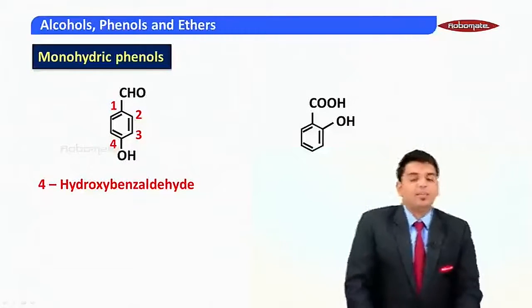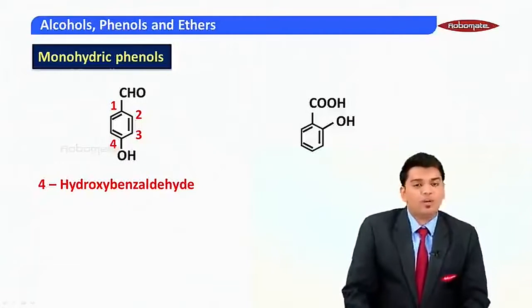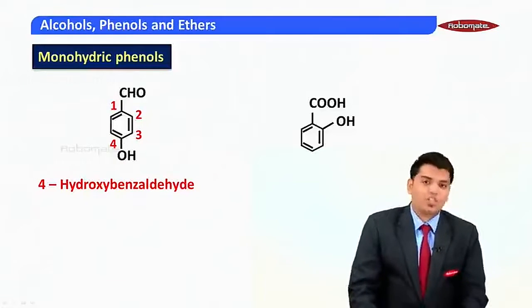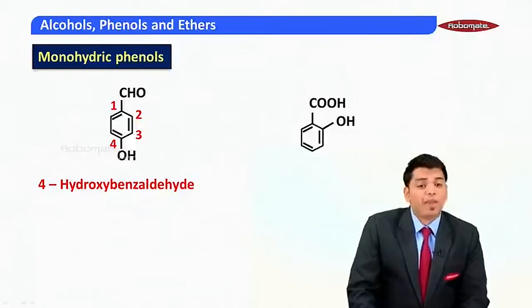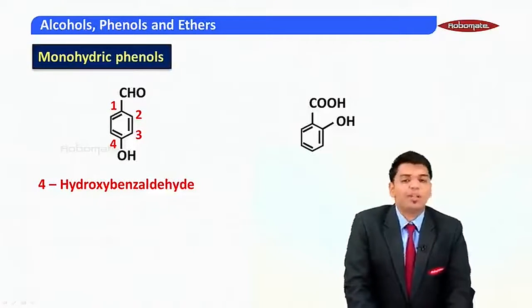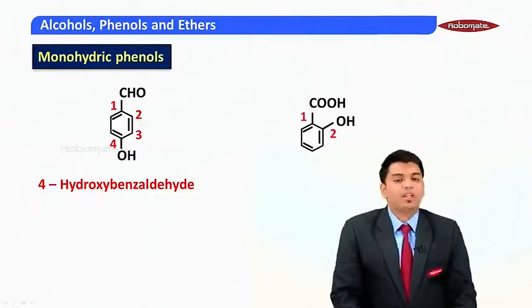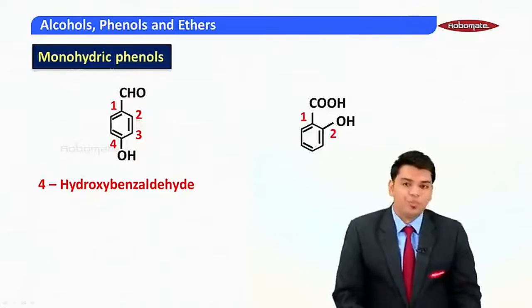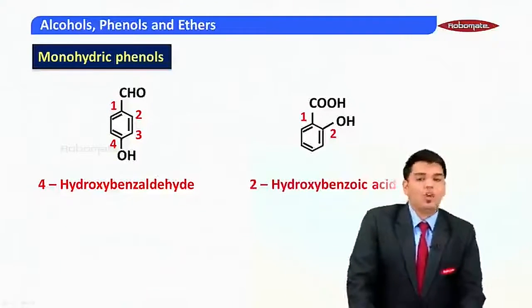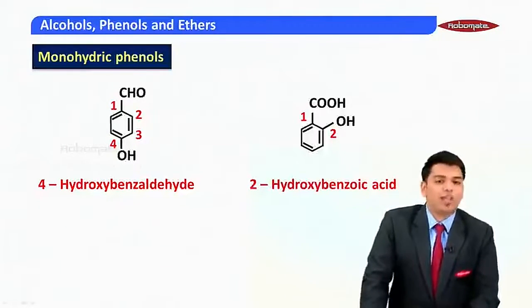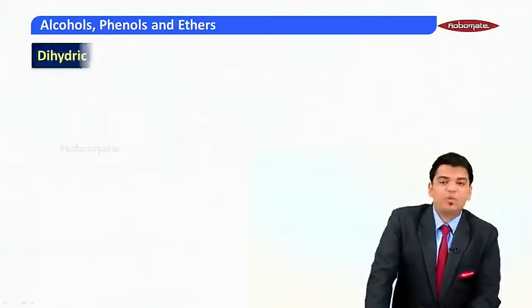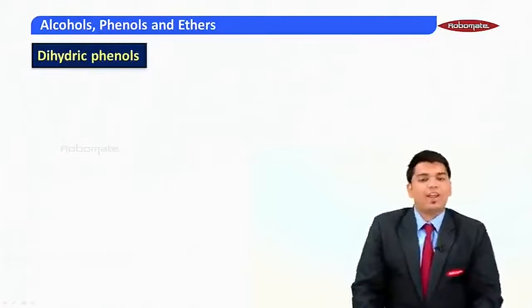The next example that we have is a benzene ring with COOH and OH. Again, in the priority series, COOH comes well before OH. So that becomes the primary functional group. So the carbon atom attached to COOH gets the number 1, and the one which is attached to OH gets number 2. And this is rightly called 2-hydroxybenzoic acid.